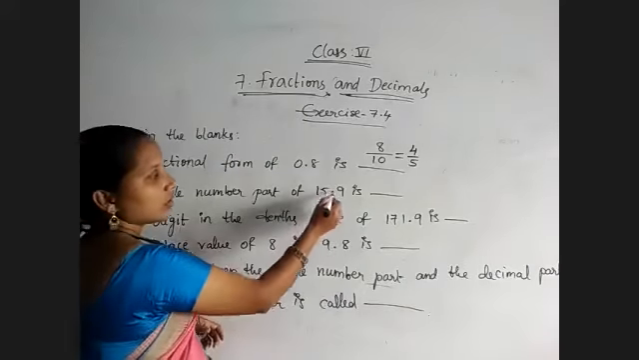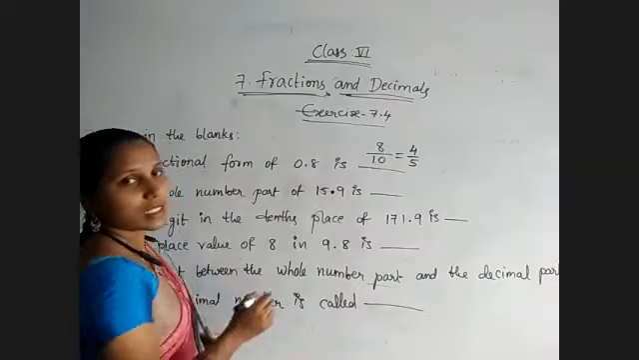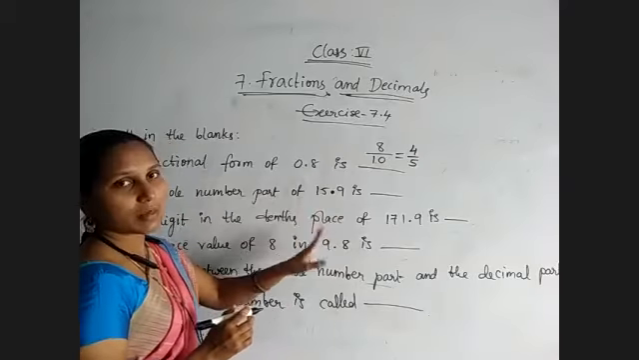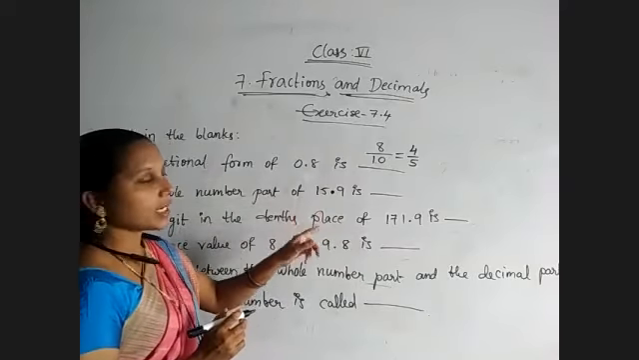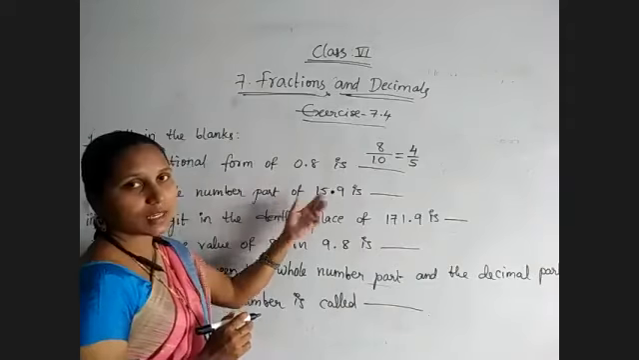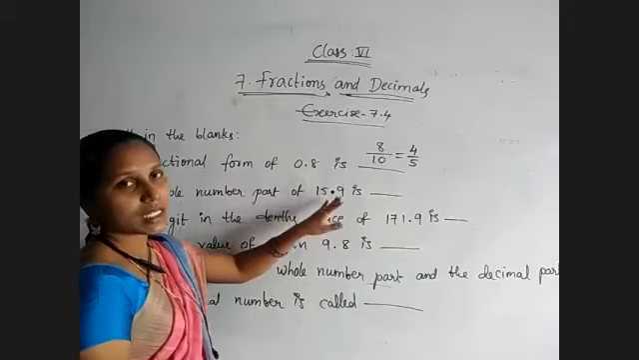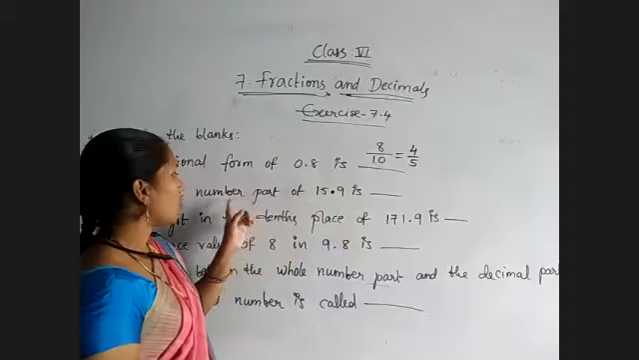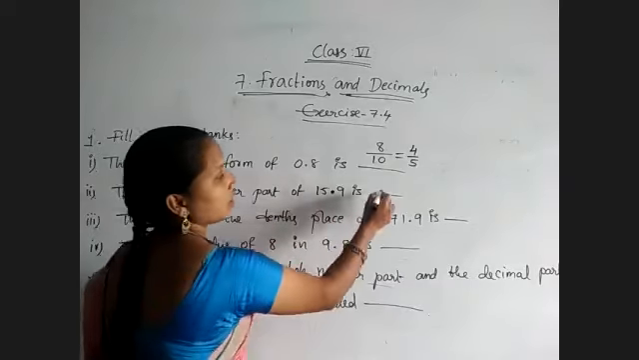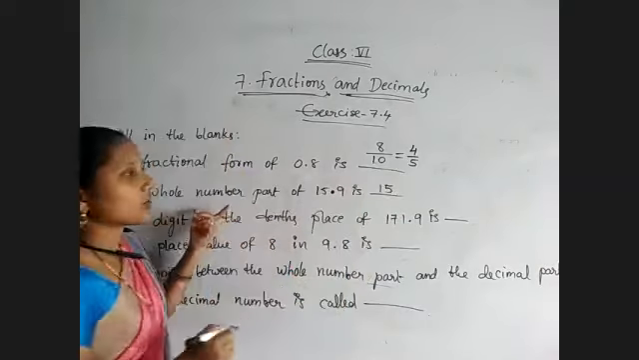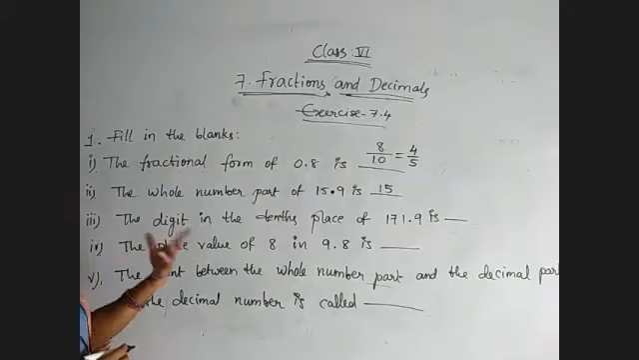Now coming to the second problem, the whole number part of 15.9. This point divides the decimal number into two parts. Left of the point is the whole number part, and after the point is the decimal part. So here the whole number part is 15. It is also called the integral part or integer.